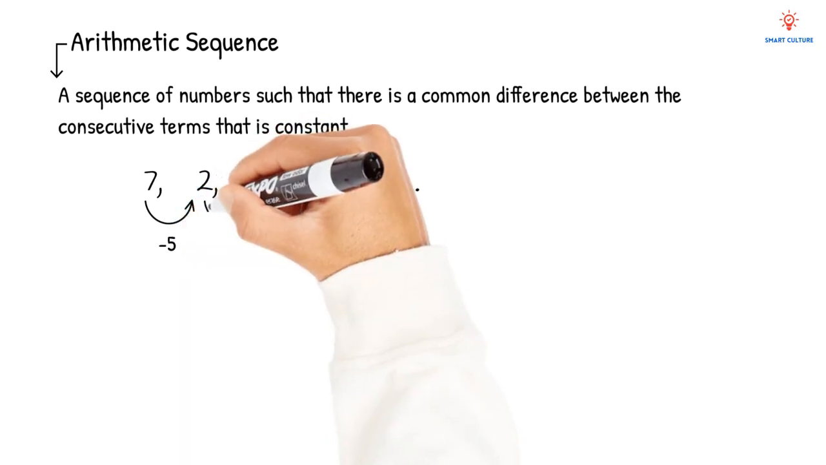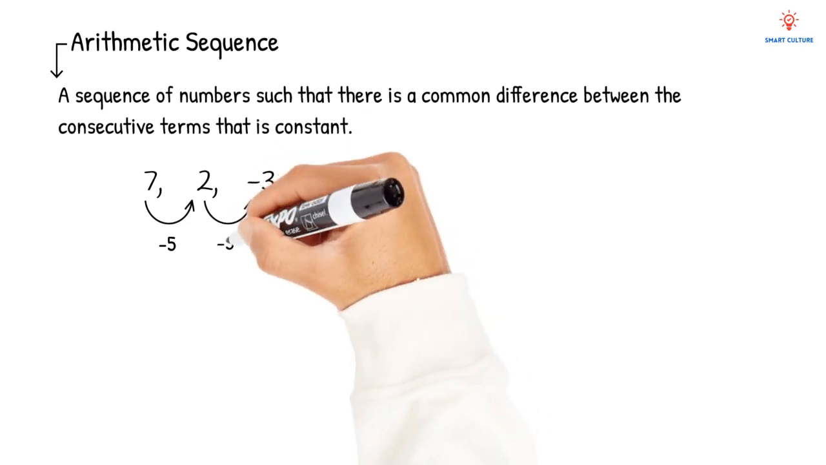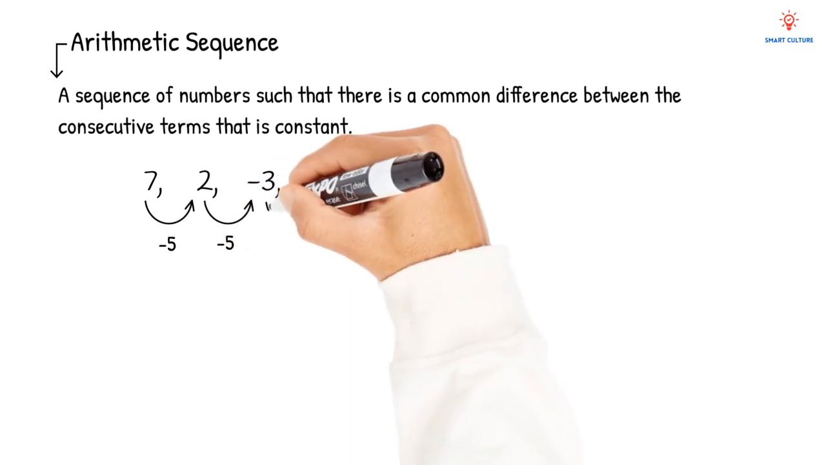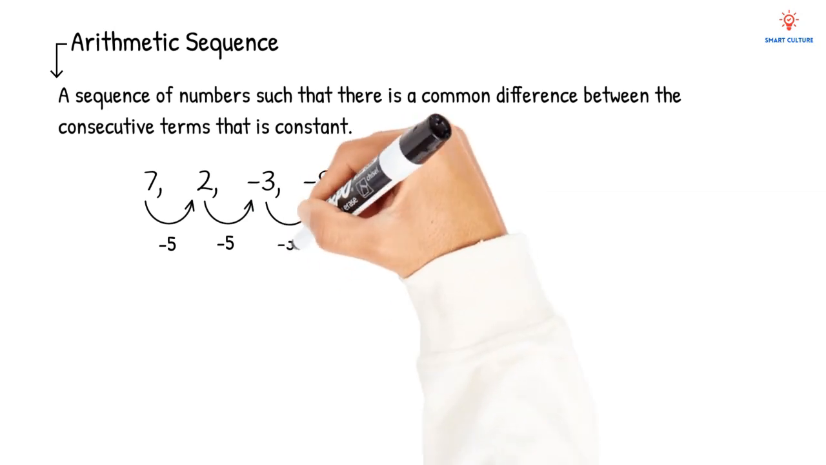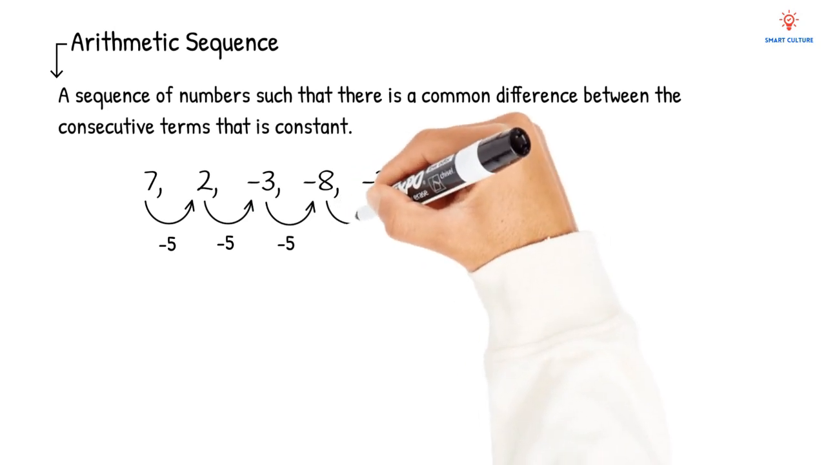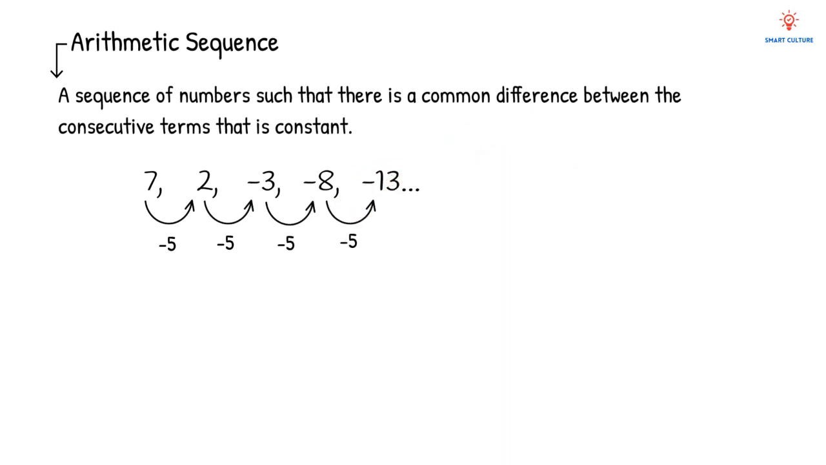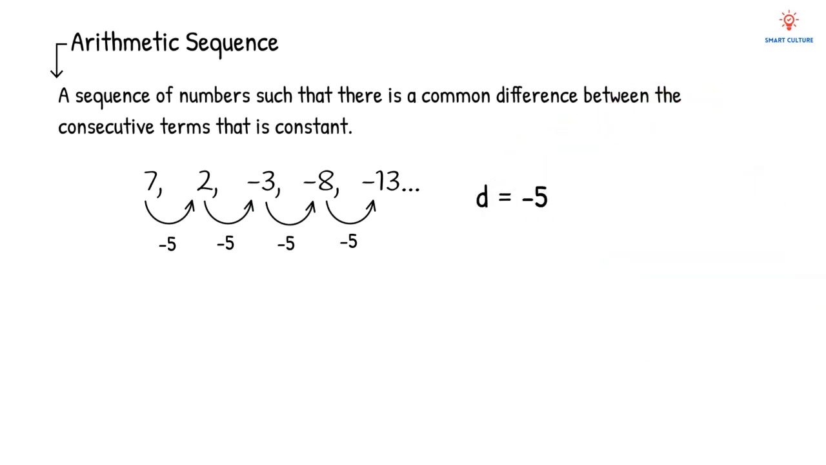What is the difference between 2 and negative 3? Again, the difference is equal to negative 5. What about negative 3 and negative 8? Here the difference is also equal to negative 5, and then negative 8 and negative 13 also has a difference of negative 5. So the common difference d in this case is equal to negative 5.